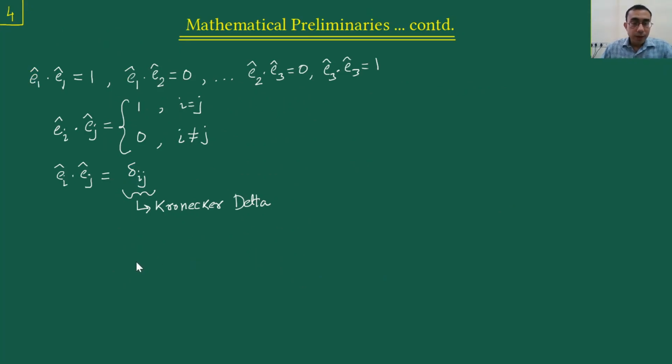Okay, so coming back to this, now what I want to do is carry out the dot product of two general vectors. So maybe the A vector and the B vector. So let's try to do that.